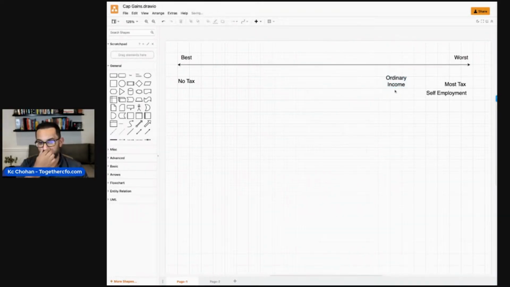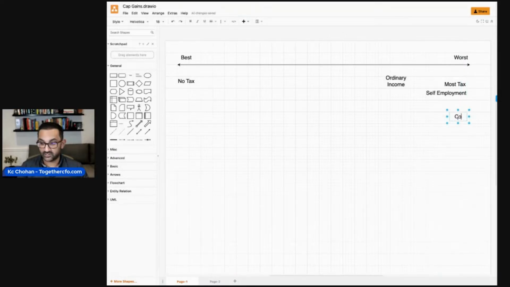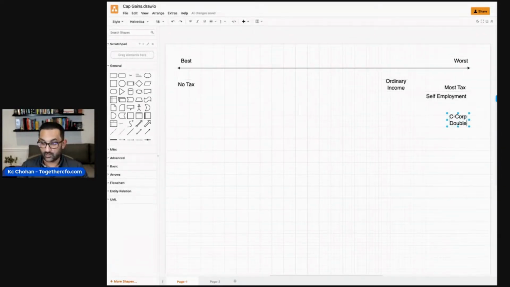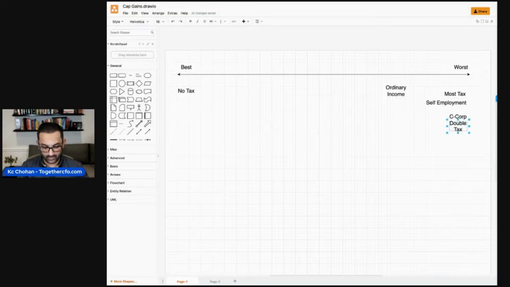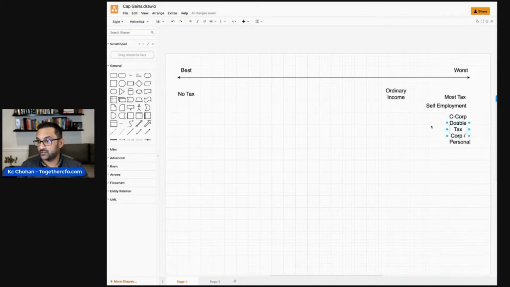And what else is bad? Some corporate tax. Let's talk about corporate taxes. If you've got a C Corp as an example, then you run the risk of being double taxed. If we go C Corp, you would pay corporation tax and then personal tax on top of that. That could be a really big problem. That would be double tax, corp and personal. That's probably as bad as it gets, I think, from the standpoint.